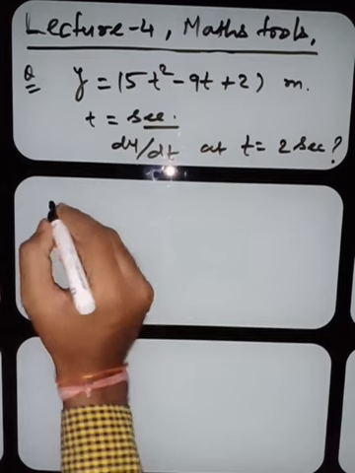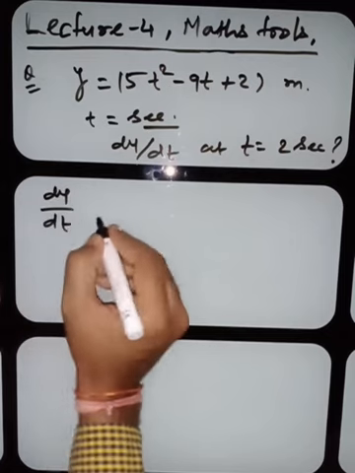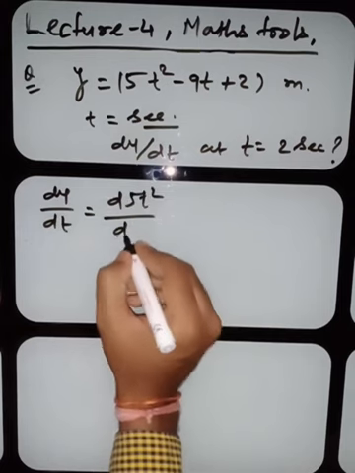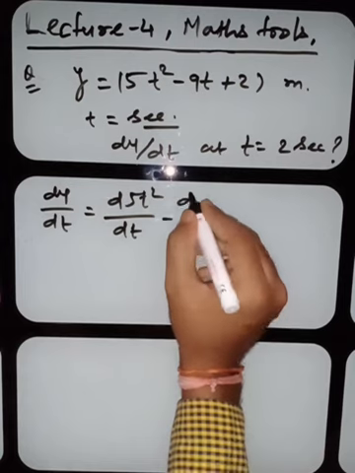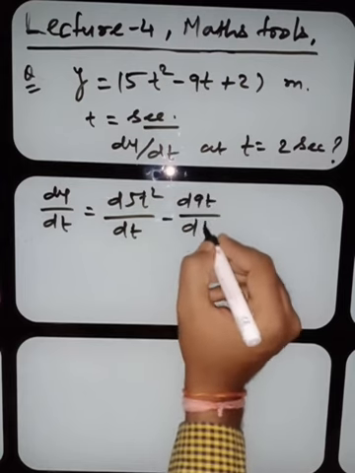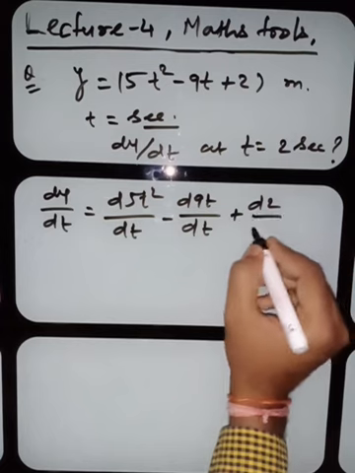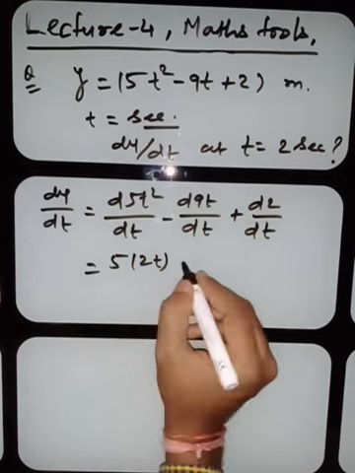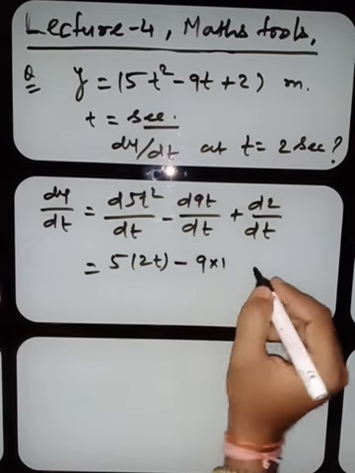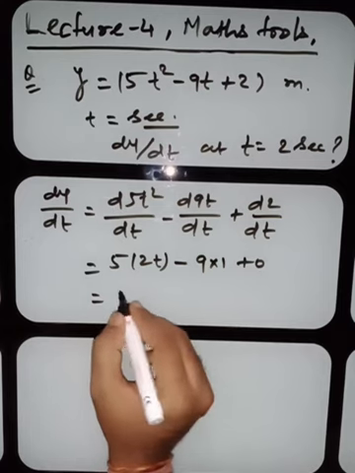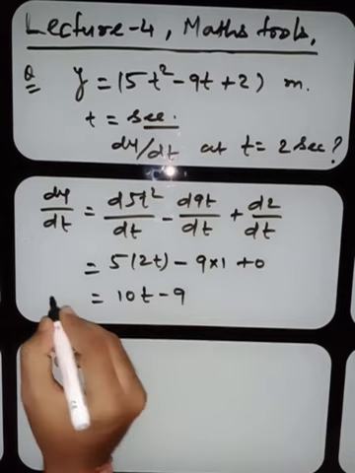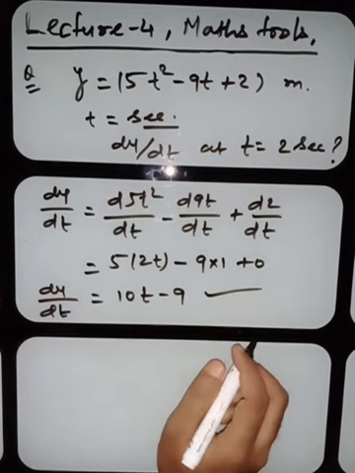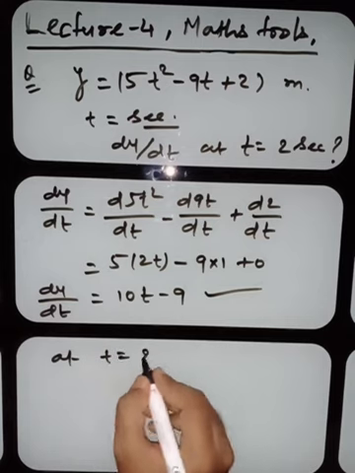So first try to find out dy by dt. Here dy by dt is the derivative of 5t square by dt, minus d of 9t over dt, plus d of 2 by dt. Here the 5 will stay out and d of t square by dt is 2t, minus 9 stays out and dt by dt is 1, and here it is 0. So it is 10t minus 9. This is dy by dt. Now you have to find the value of dy by dt at t equals 2 seconds.